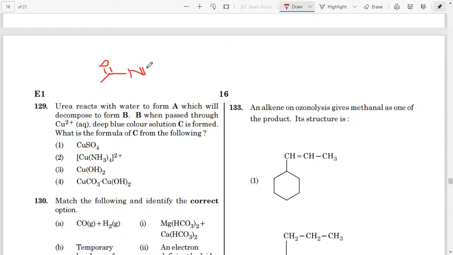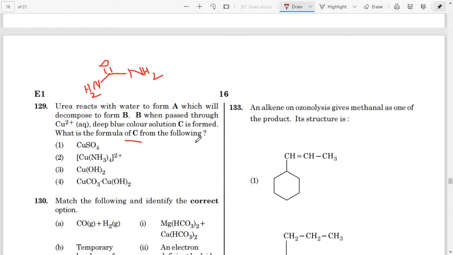NH2 and NH2, which will decompose to form B. B, when passed through cuprous copper 2 plus, deep blue color solution C is formed. What is the formula of C from the following?